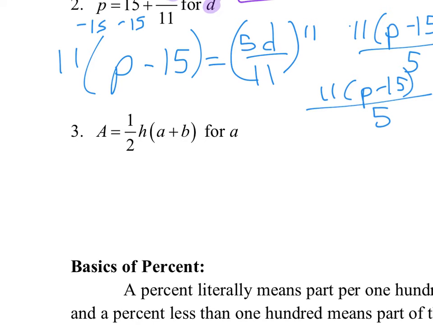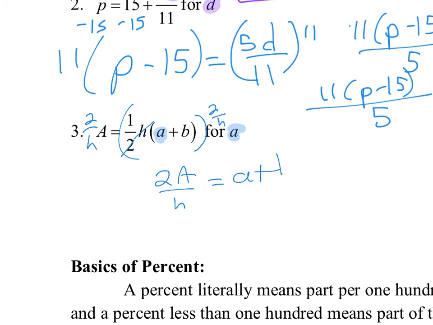Solve for little a. My goodness. So we're looking for this guy. So we've got to first peel off all the multiplications and divisions. So I'm going to multiply it by 2 and divide by h. That's going to cross this off and the h. So this has to have 2 over h. So now I have 2a over h is equal to a plus b.